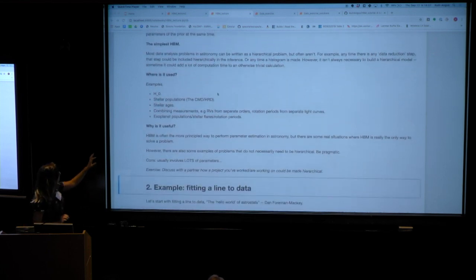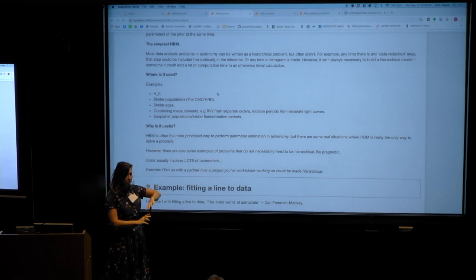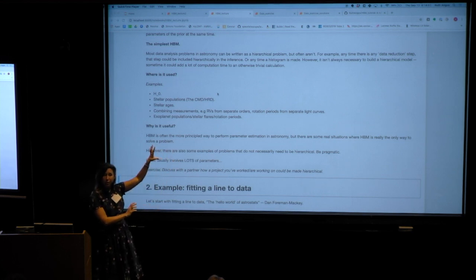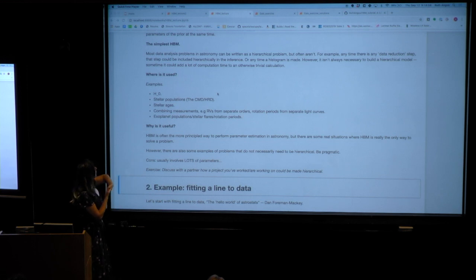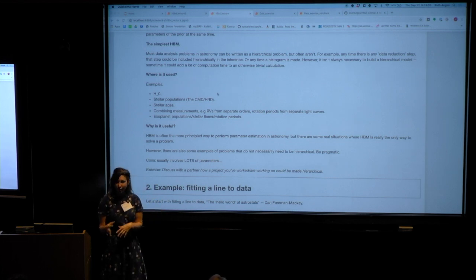So this, the simplest HBM, is just the picture I drew at the very start: data, model parameters, and then to make it hierarchical, you just infer your prior parameters too. And as I just said, pretty much any inference problem that you have worked on or will work on in astronomy, you could have made hierarchical in some way. Yes?